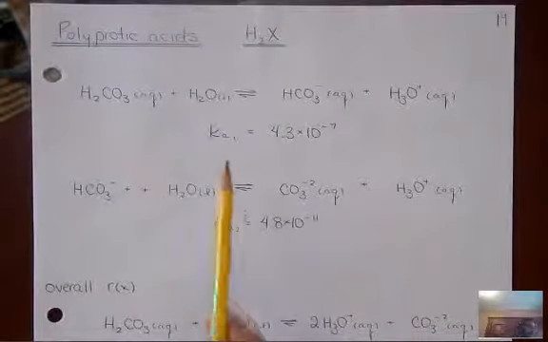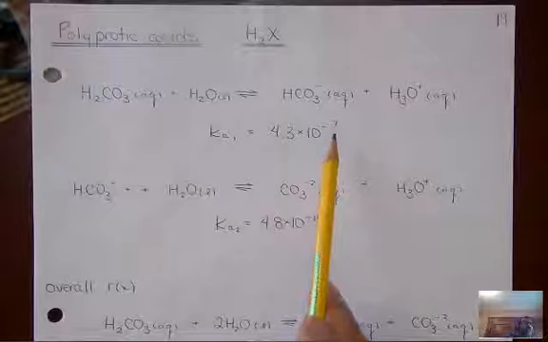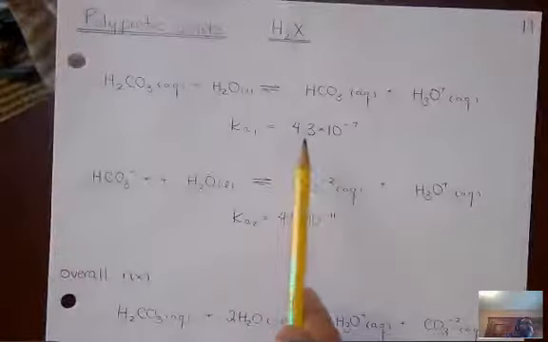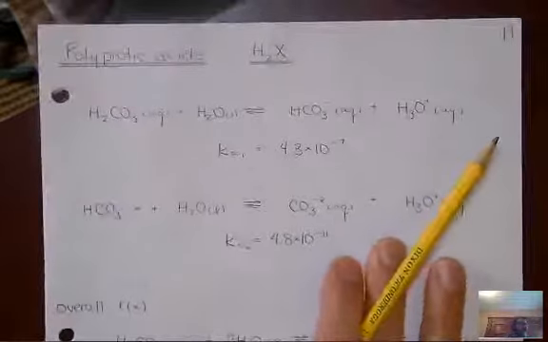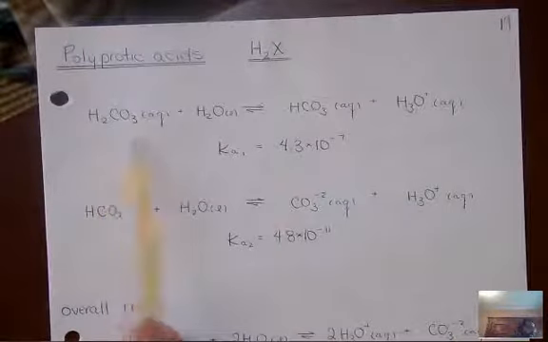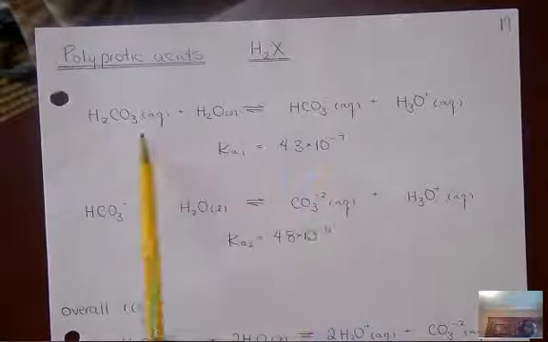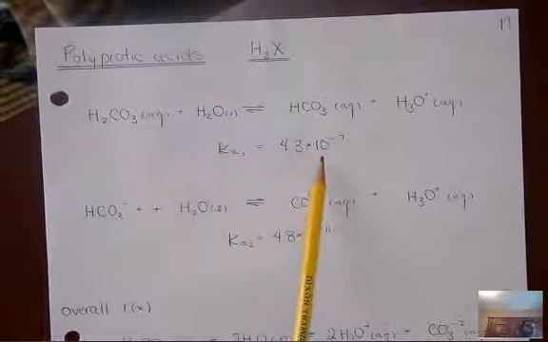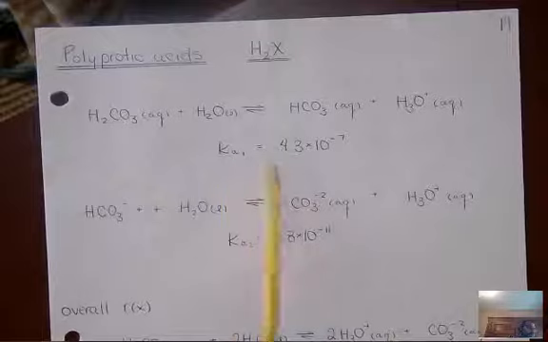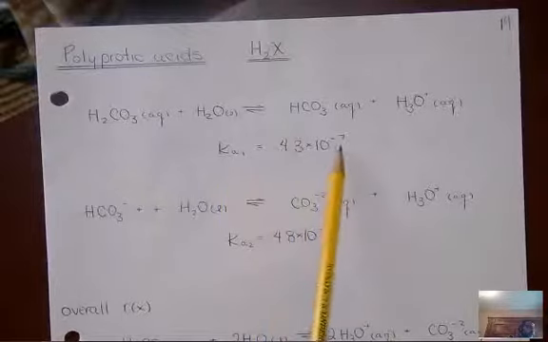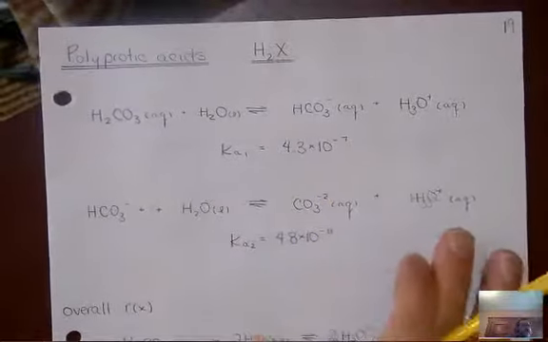The Ka for this reaction is very small, 10 to the minus 7th. Typical. This is why when you drink carbonated water, you don't burn your stomach with acid, because the carbonate that's in the water is a very weak acid. So Ka1 is 4.3 times 10 to the minus 7th at 25 degrees.